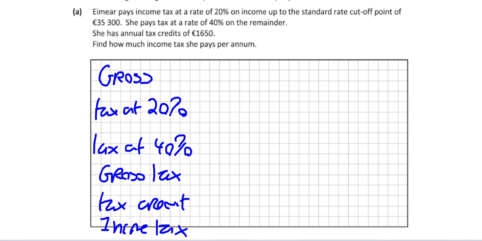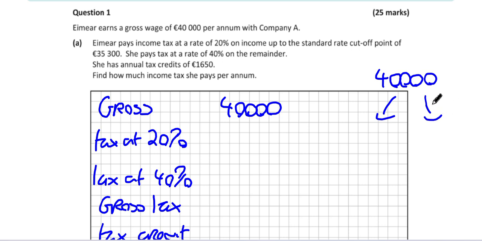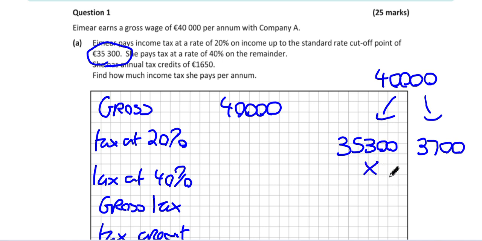What's your gross, guys? How much money do we earn? 40,000. Just write it down. Now, 40,000 we have to break up into two categories. What two categories do we have to break it up into? 35,300. That's what I left after actually. And then the rest is tax. 4,700. One of them gets charged at what percentage? 20%. And the other one gets charged at? 40. Okay.